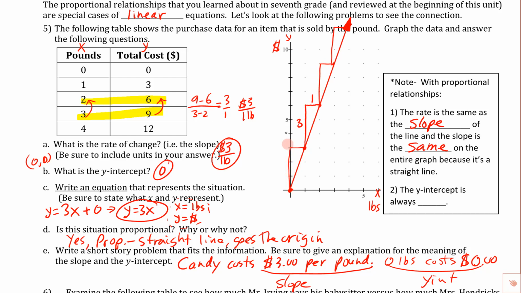And even if we did a really huge triangle right here, like if we went up $9, we'd go over 3 pounds for that. And the other thing is that the y-intercept is always 0, so that's the part where it goes through the origin.